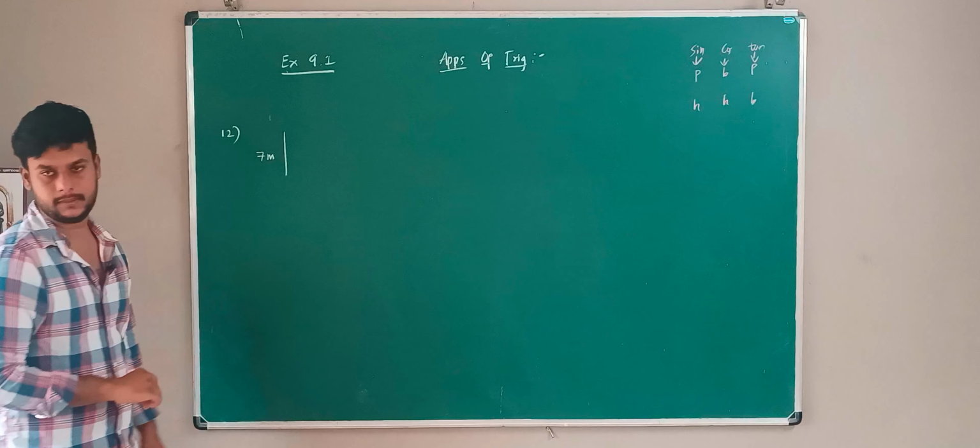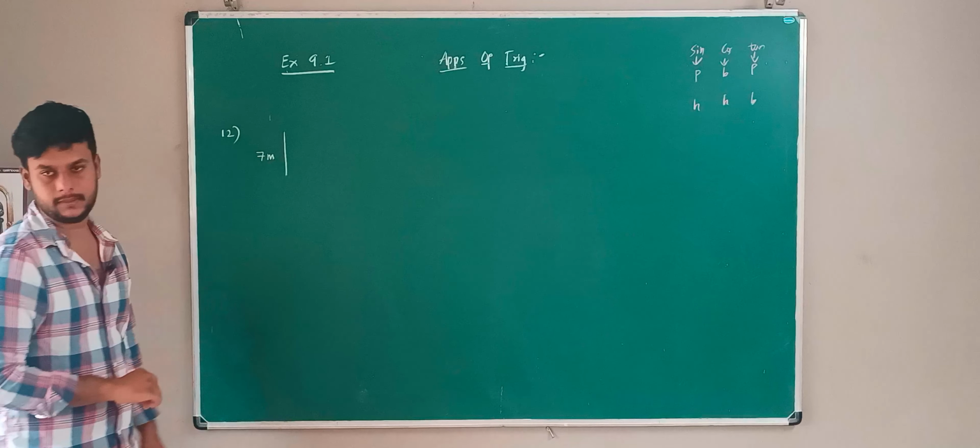1. How much is AB? 7. How much is BC? That only I am finding. BC only I am finding. BC will come here. So BC is equal to also how much? 7. So they both are same. So I understood that BC is also 7 meters. Understood or no?